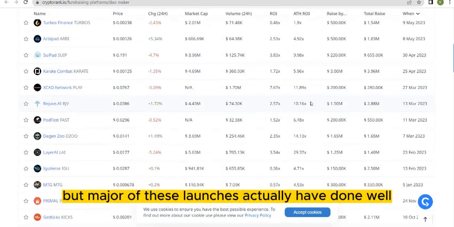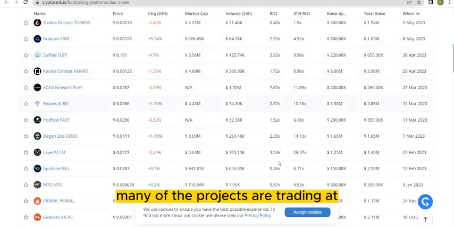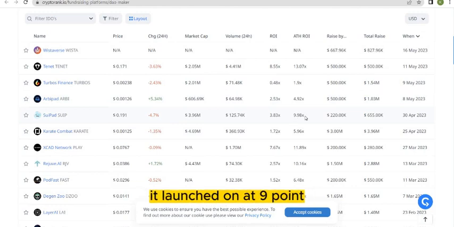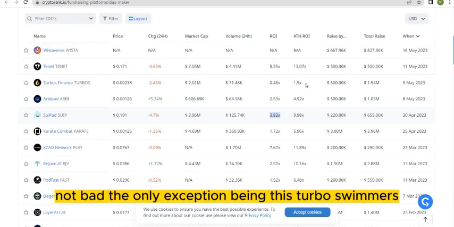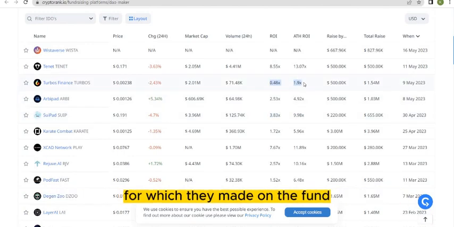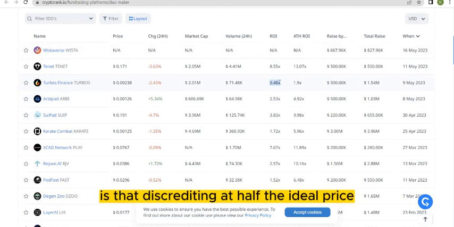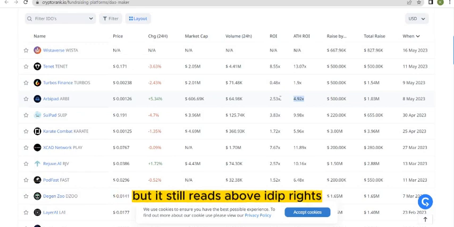But the majority of these launches have done well, and even after launch, many of the projects are trading above IDO price. As for example, SuiPad launched at 9. The ATH ROI was 9.98, and right now it trades at 3.83. Not bad. The only exception being Turbos Finance, for which they made a refund. The ATH ROI was 1.9x, and it is currently trading at half the IDO price. This is RYPad. It did 4.92x, not too great, but it still trades above IDO price, so not too bad.